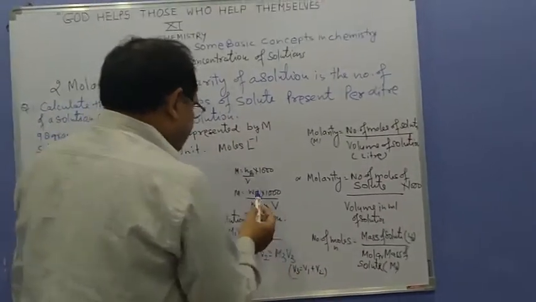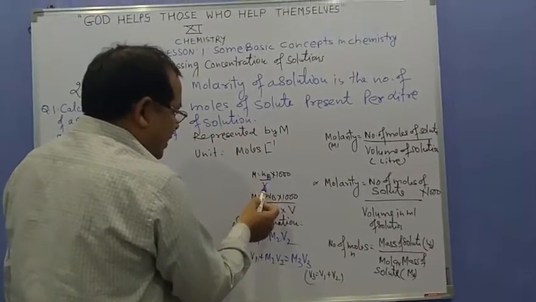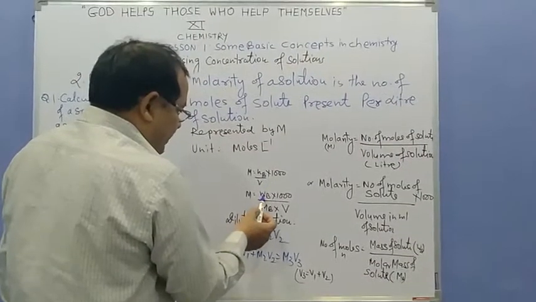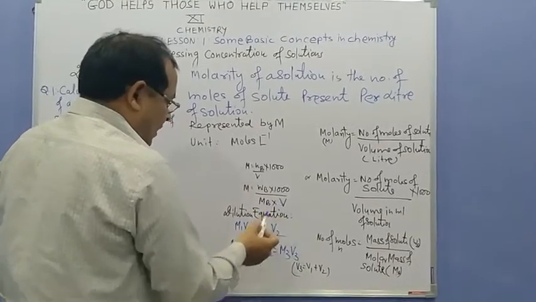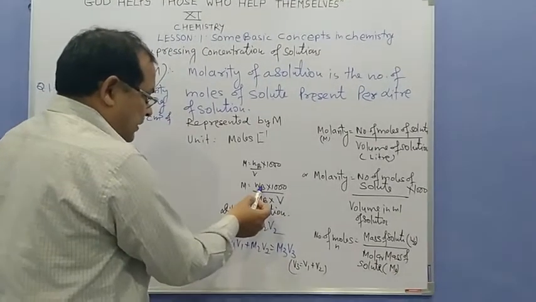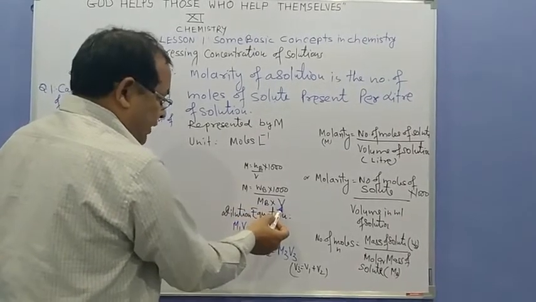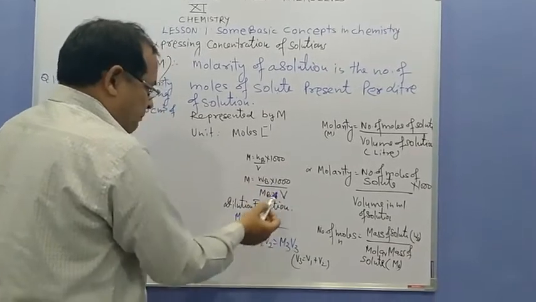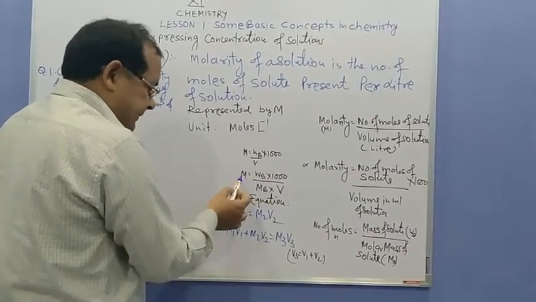Now molarity equals Nb upon V, number of moles upon volume, into 1000, or capital M equals Wb into 1000 upon Mb into V, where Wb is weight of solute, Mb is molar mass of solute, and V is volume in ml. By this formula you can find out molarity.